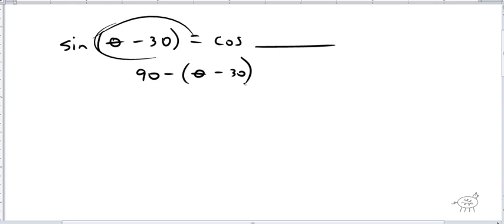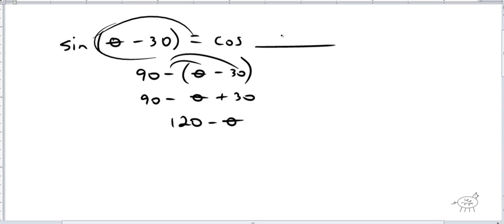Okay? Please do not leave it in that form. If you leave it in that form, I will actually take a point off because you have not simplified it. You need to do 90 minus theta, so you're distributing the negative, plus 30. So I would get 120 minus theta, and that's what you put there, 120 minus theta.